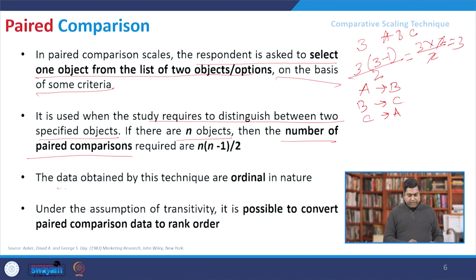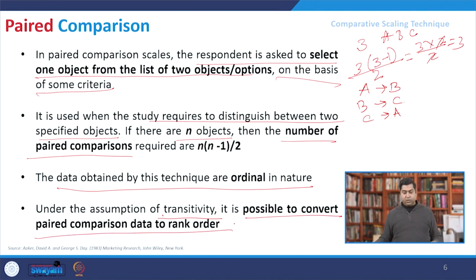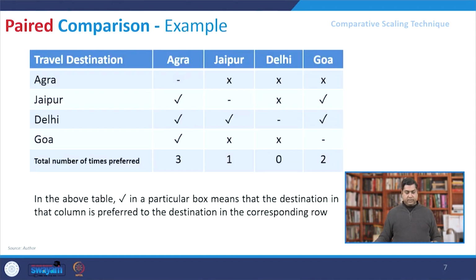The data obtained by this technique are ordinal in nature, definitely the order will be obtained. Under the assumption of transitivity, it is possible to convert the paired comparison to the rank order. Let us understand with this example. So here you have travel destinations: Agra, Jaipur, Delhi and Goa.